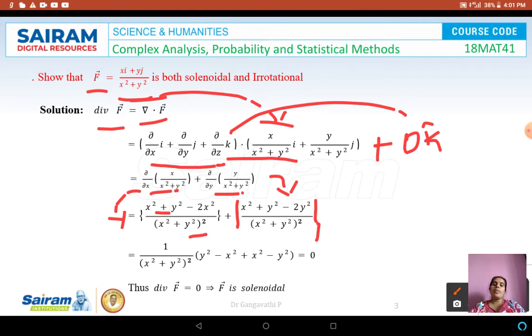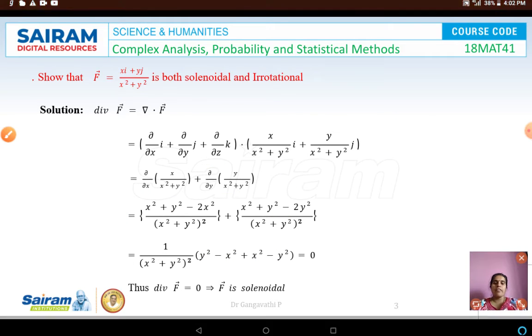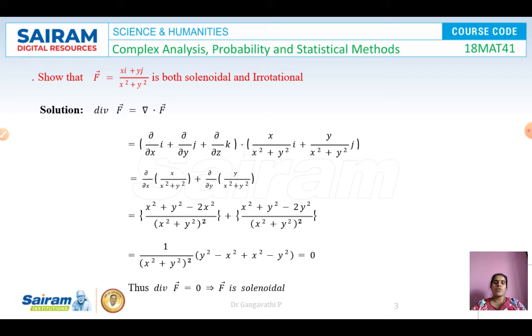Now, x square minus 2x square is minus x square, and here y square minus 2y square is minus y square. So take out 1 by (x square plus y square) whole square as a common term. In the numerator we have y square minus x square from the first term and x square minus y square from the second term. When you observe, plus y square and minus y square get cancelled, minus x square and plus x square get cancelled, so the entire thing results in 0. Therefore, divergence of vector f is 0, which implies that vector f is a solenoidal vector.